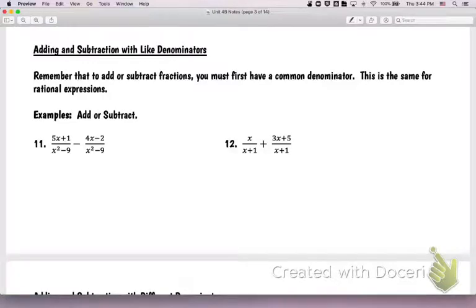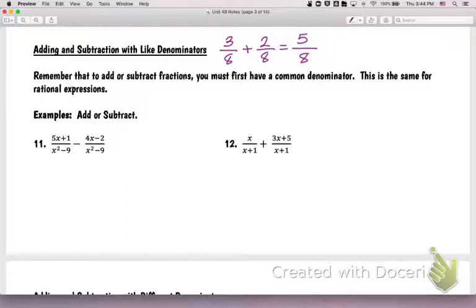All right. In the previous lesson, we looked at multiplying, dividing, and simplifying rational expressions. Today, we're going to look at adding and subtracting. Remember that with fractions, just in general, even if they are numbers, we can only add or subtract when we have a common denominator. So if I had something like 3 over 8 plus 2 over 8, we would get 5 over 8.